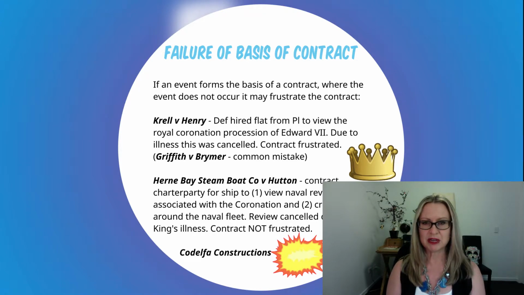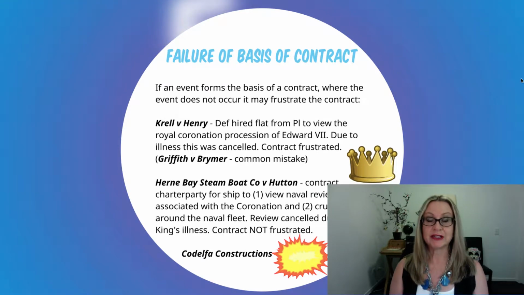That contract had been made just a very short time after Edward's illness had been confirmed and the procession cancelled and so forth. And so because it occurred prior to the contract, it fell under the rubric of common mistake. But in Crellin Henry, where you have the supervening event being the cancellation of festivities, then of course it's going to fall under the rubric of frustration.